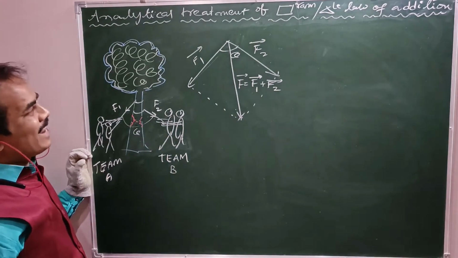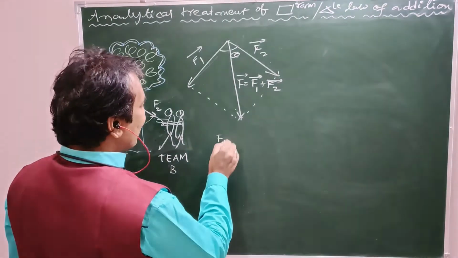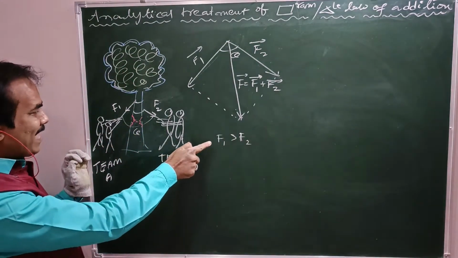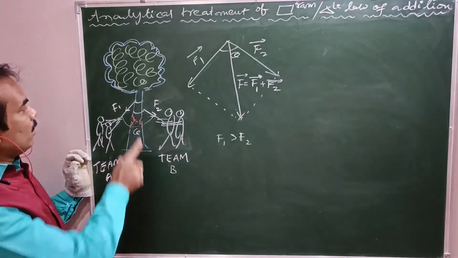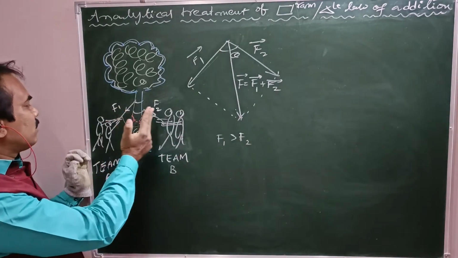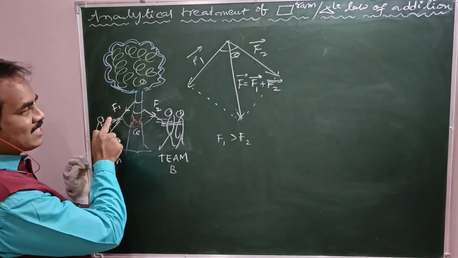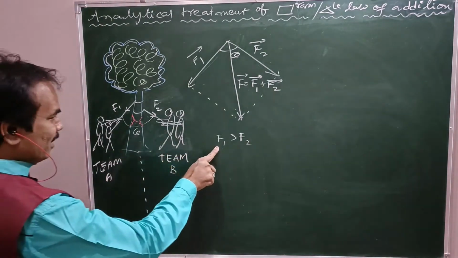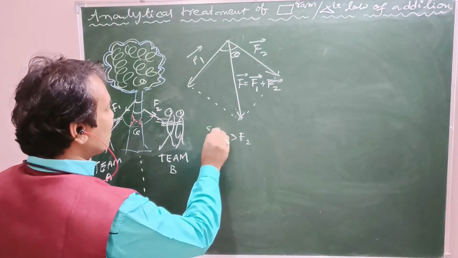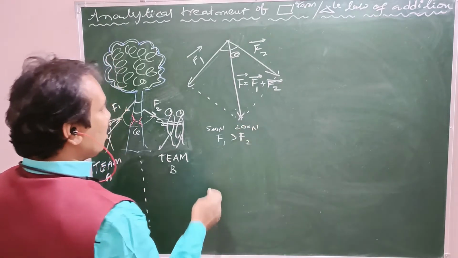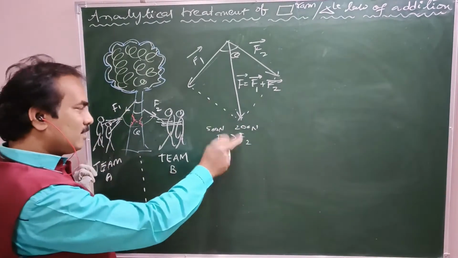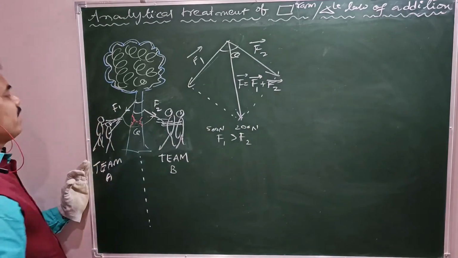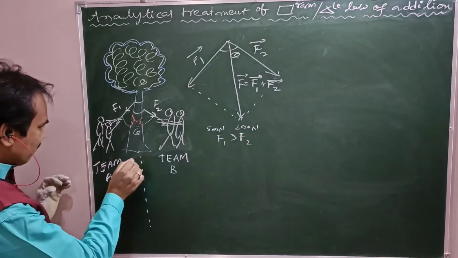Now, as an example, I am saying that F1 is greater than F2, meaning the force exerted by team A is greater than that of team B. Definitely this tree would collapse close to team A. Why? Because team A is exerting more force than team B. For example, F1 is 500 Newton and F2 is 200 Newton. So the tree would collapse close to team A.